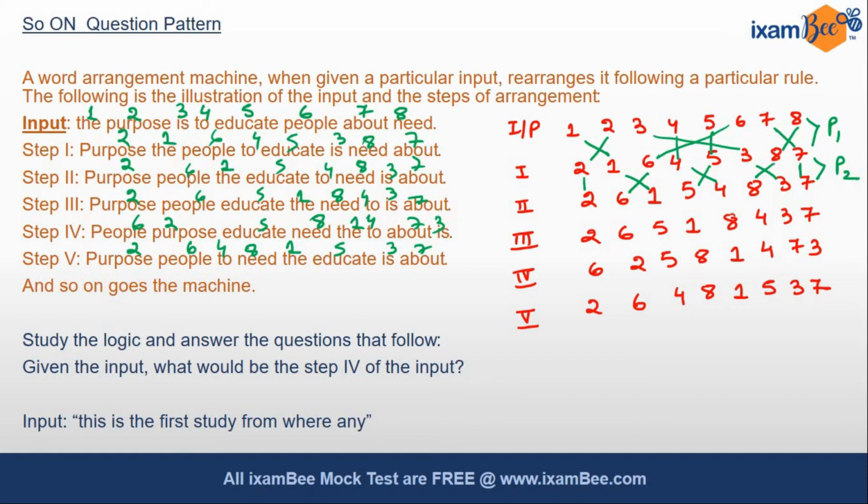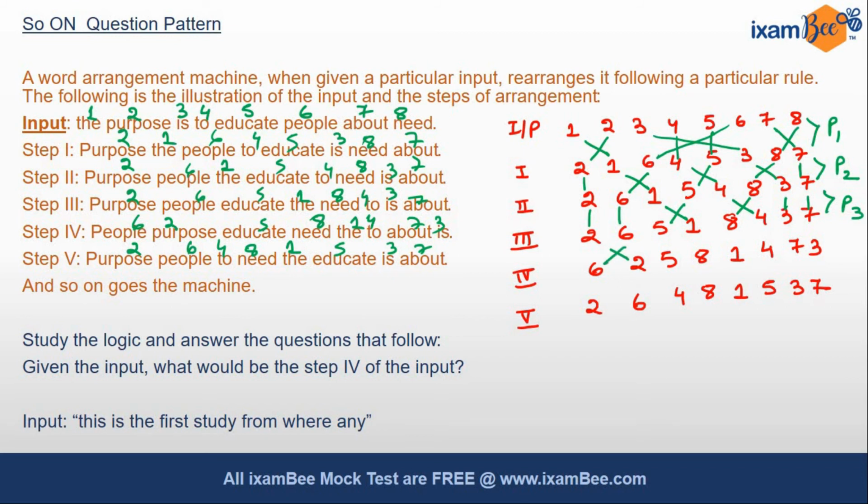The third is 2 is at the same position, 6 is at the same position, 1 and 5 have exchanged, 4, 8 have exchanged, and 3 and 7 are at the same position. So this is pattern 3. Let's try to understand what is the transition from 3 to 4.